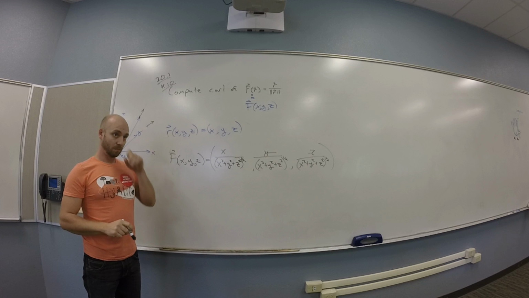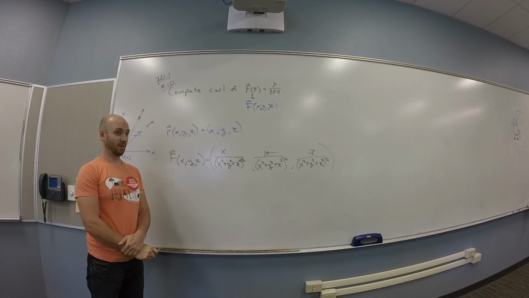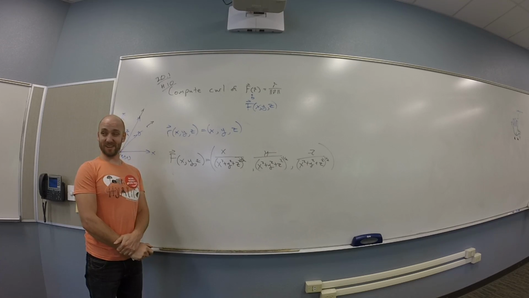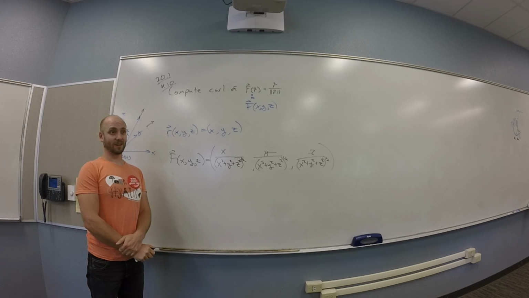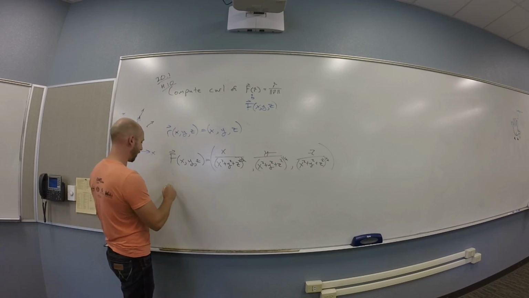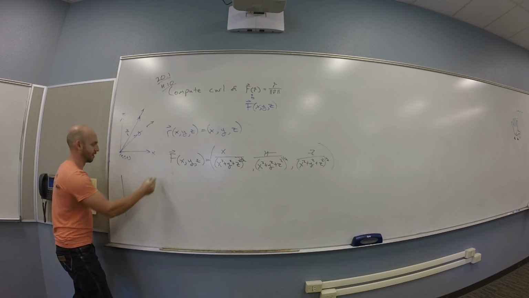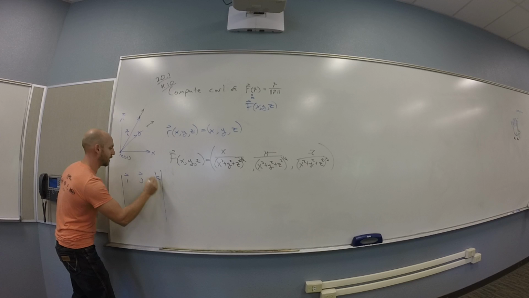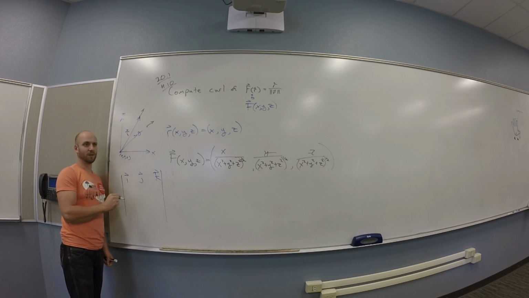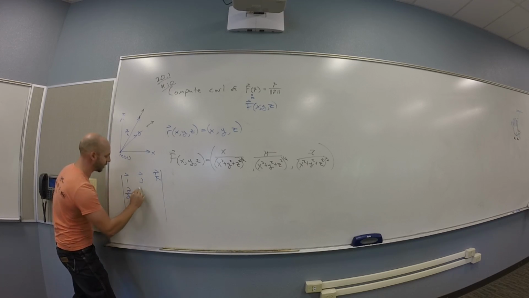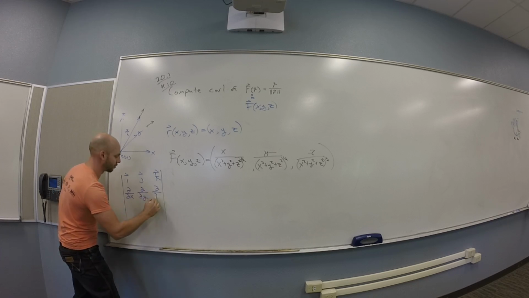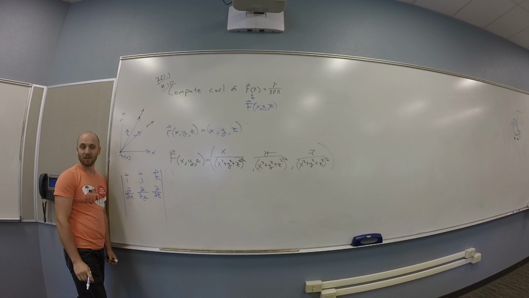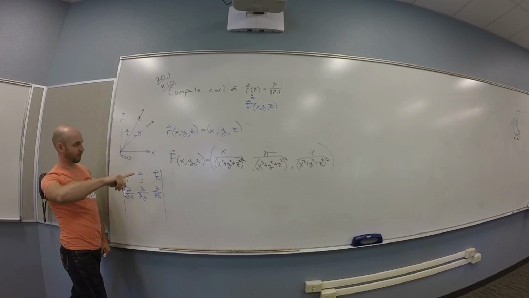Okay, and now I need to compute a gradient cross f, the curl. So let me set up i, j, k. How do you get a curl? You take the idea of a gradient: partial with respect to x, partial with respect to y, partial with respect to z, and cross it with f.